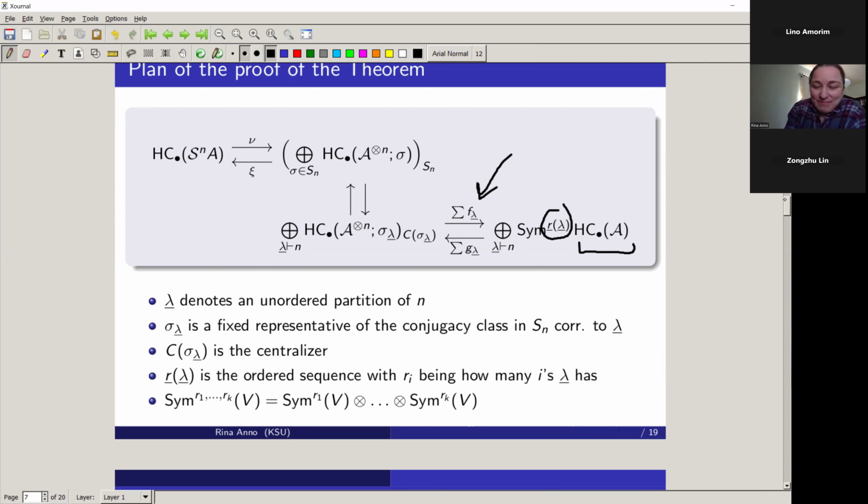Okay. More questions? So do you have a version about periodic cyclic homology? We are working on it. We almost have it. Currently we have a version of the isomorphism, so we are smoothing out the details for the pair.